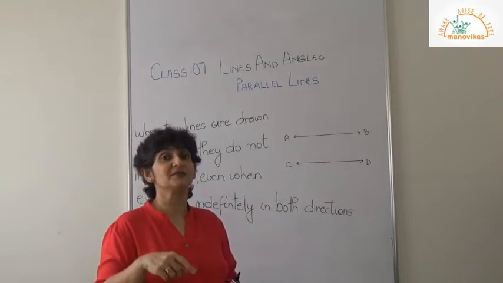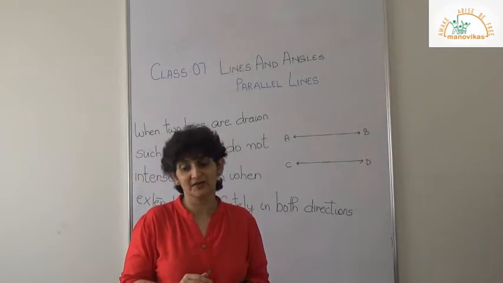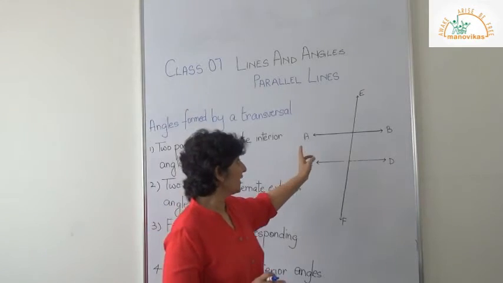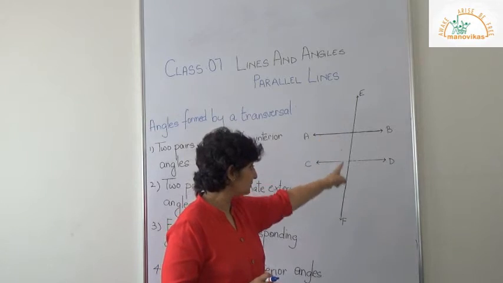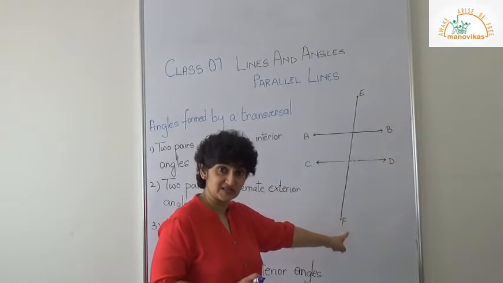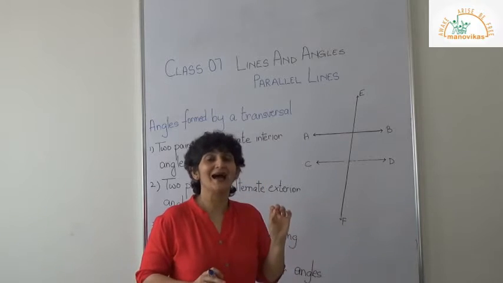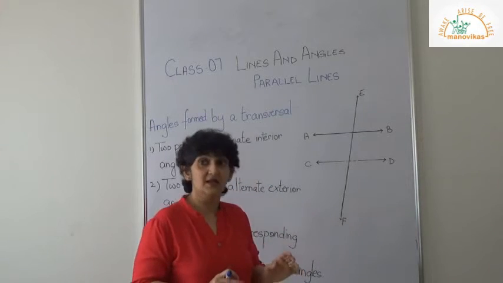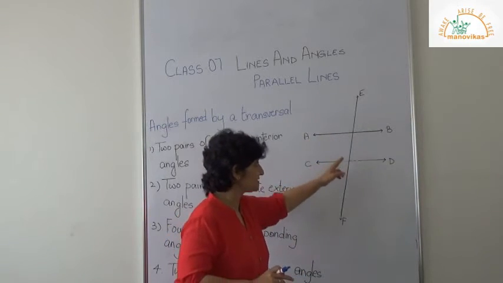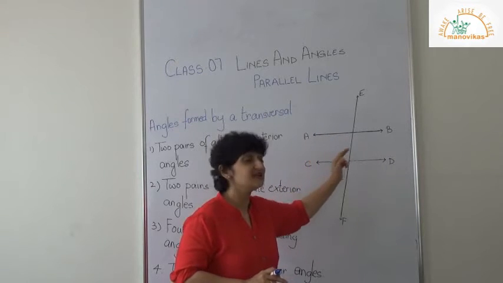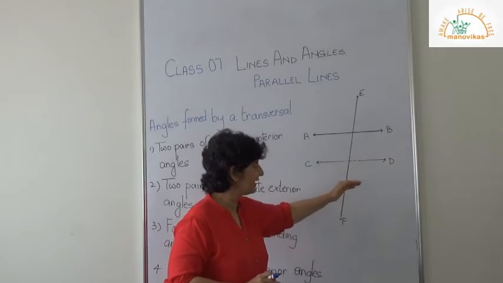Next, let's see what happens when you draw another line. When these two lines are cut by this third line that you see, okay? Now this third line is called your transversal. So when a transversal intersects these two lines, alright?